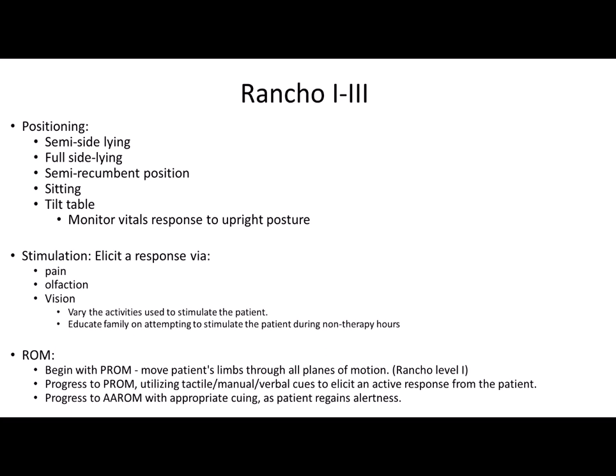Okay, with positioning, you're attempting to orient the patient to the environment through different kinds of positioning. Essentially, you can try semi-side lying, where the patient's rotated about 45 degrees, so either the right or the left side. You can try full side lying. You can try a semi-recumbent position. Typically, you can just convert the bed and bring the head of the bed all the way up. You could also try sitting at the edge of the bed, as well as something called a tilt table.